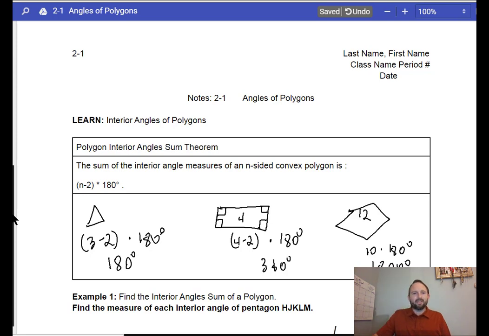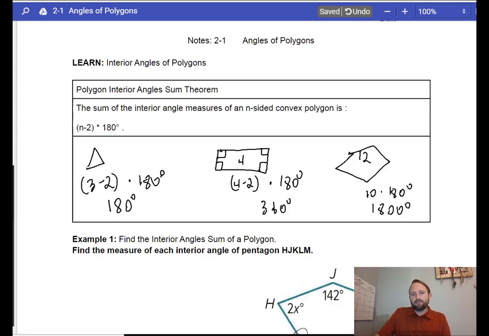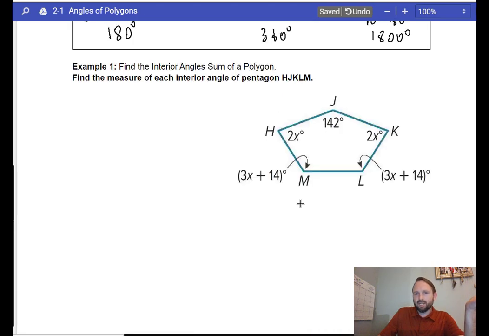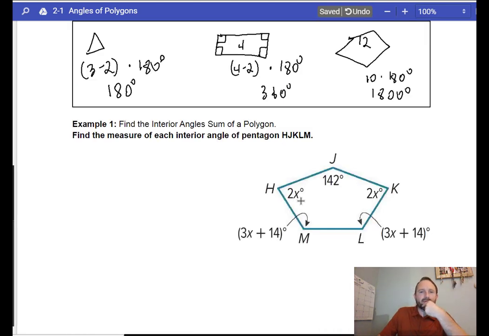All right, let's go on. Example 1. Find the sum of the interior angles of a polygon. Let's see how many sides. Looking at this, we have 5 sides. We have to figure out how many degrees are in this. So I know 5 minus 2 is 3, and then 3 times 180. 180 times 3 would be 540.